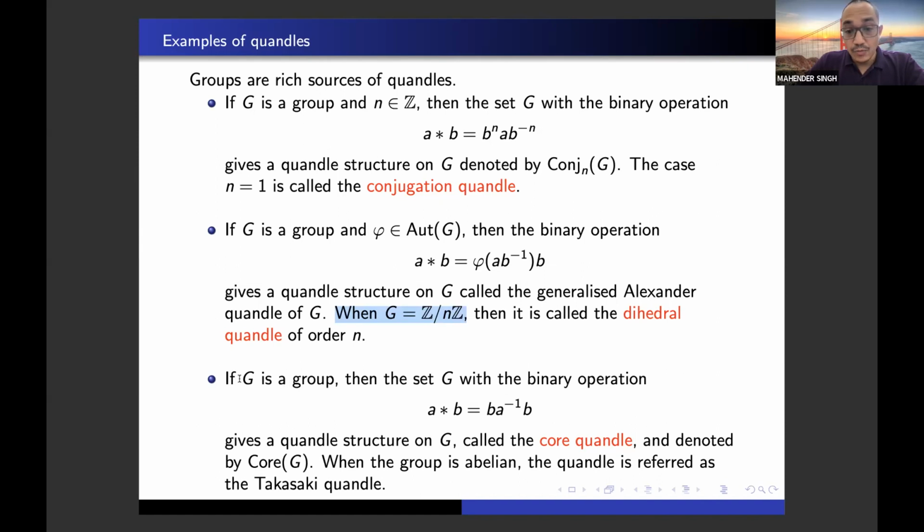And one more structure which will come up later in this talk is this operation. You take a group and define a star b to be b a inverse b. Again, this is a quandle, called the core quandle of the group G. A special case of this, when G is an abelian group, appeared in the work of Takasaki in finite geometry, hence the name. They are also called Takasaki quandles.